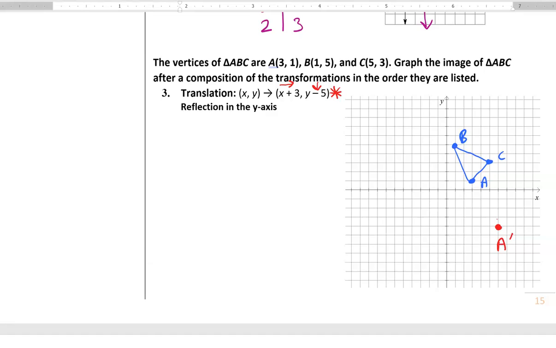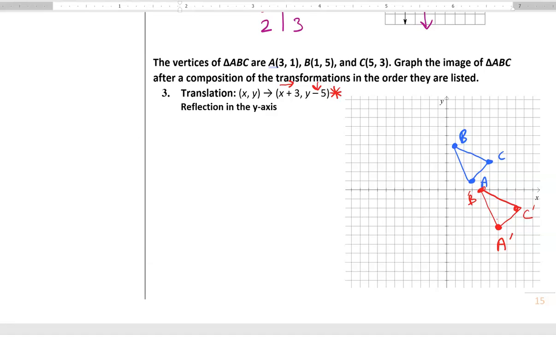A prime. B is going to go over 3, then 1, 2, 3, 4, 5. I know my A is kind of in the way, but that's okay. And then C is going to go 1, 2, 3, then 1, 2, 3, 4, 5. All right, A'B'C'. Okay, so the translation just slid a little bit down and to the right.